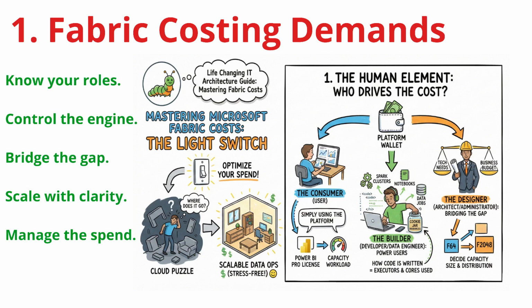The consumer is the everyday user simply viewing reports. Their activity determines the baseline workload. The builder is the power user, the developer whose code determines how many resources are pulled from the compute cookie jar. Finally, the designer acts as the bridge, choosing the right capacity size to balance technical requirements with the business budget. When you understand the human element, you master the spend.